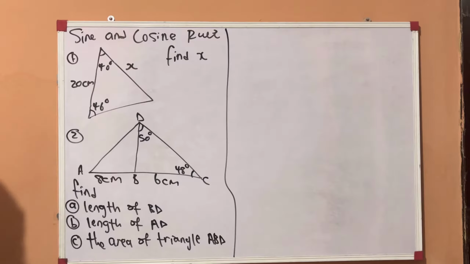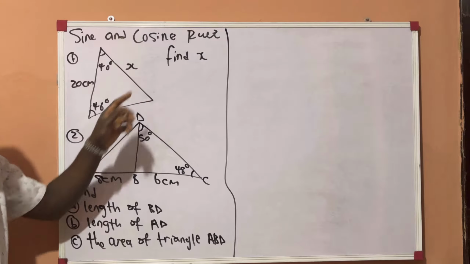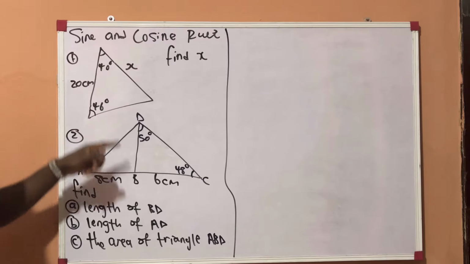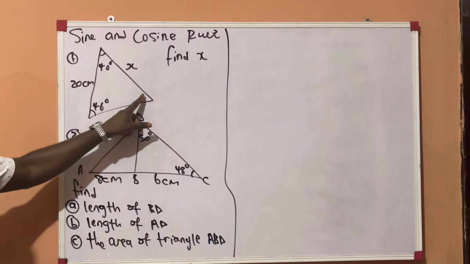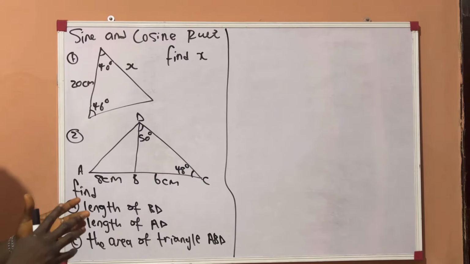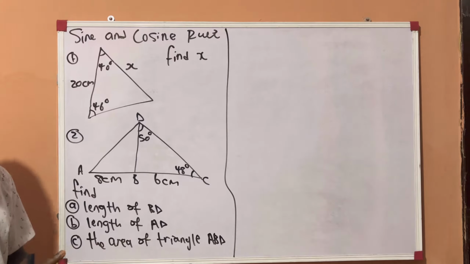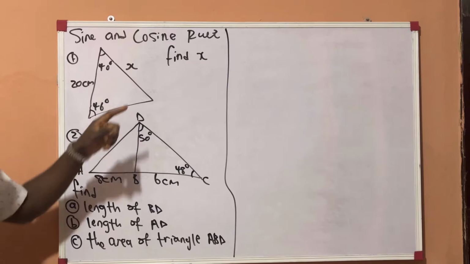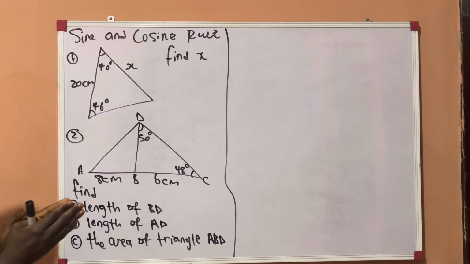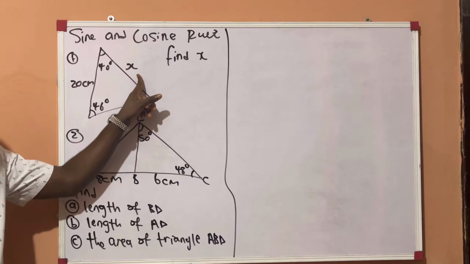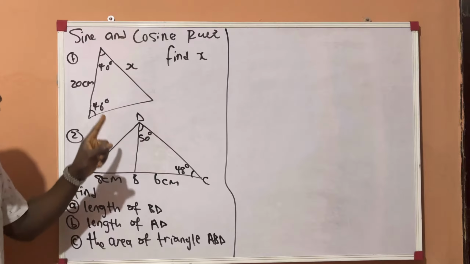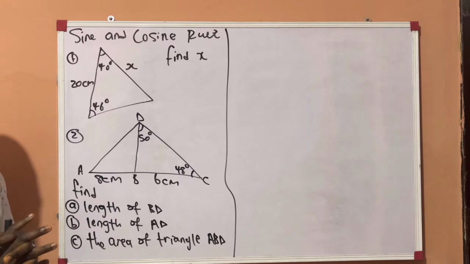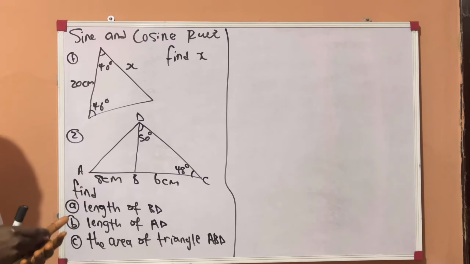The first diagram says we should find the value of x. If you notice, in this triangle two angles were given, so we are left with one angle. For you to be able to apply sine rule, you must be given an angle and the side facing the angle. Here, an angle was given, but we were asked to find the side facing the angle. And there was a side given, but no angle given facing that side. So in this case, we cannot apply sine rule.